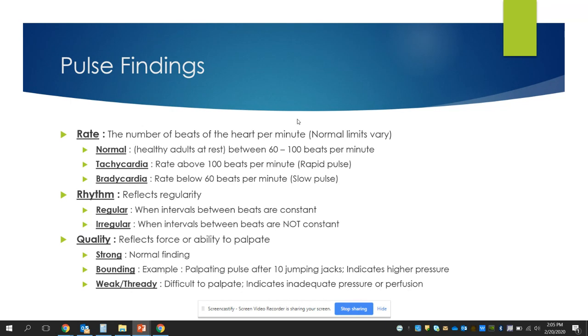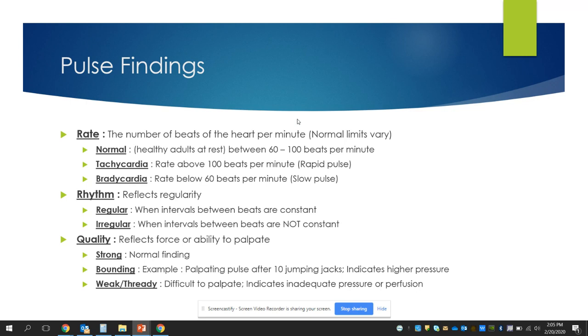So the rate is going to be the number of times the heart is beating per minute. Now, normal for a healthy adult patient is between 60 and 100 beats per minute. Now, that's going to vary based off of each individual patient and also the patient's age. Young people, especially small children and infants, are going to have a much higher heart rate. That's what's normal for them. Anything over 100 is called tachycardia, and anything under 60 is called bradycardia. And so we're used to seeing those terms tachy and brady, meaning too fast or too slow.